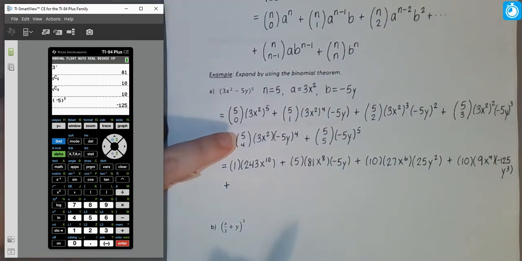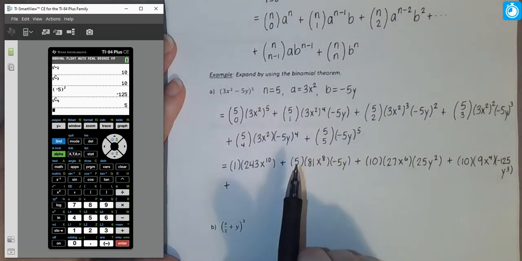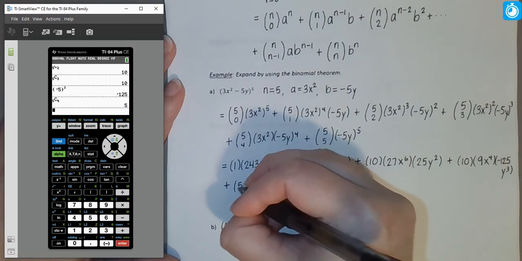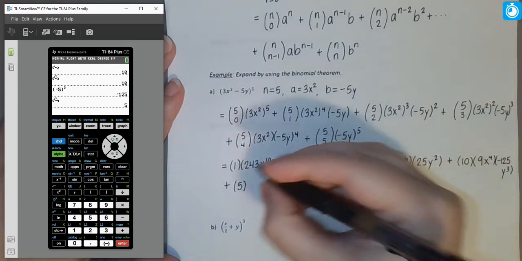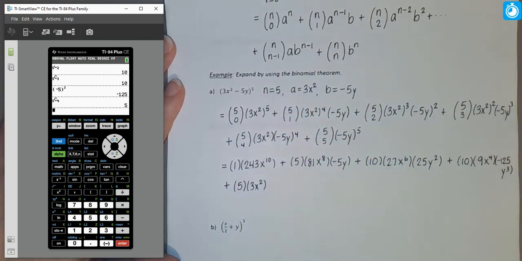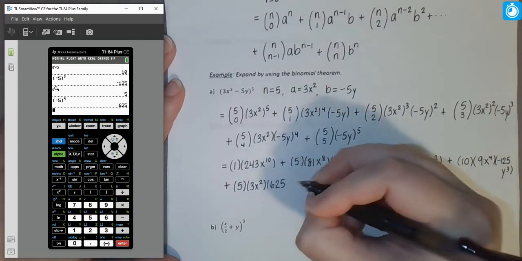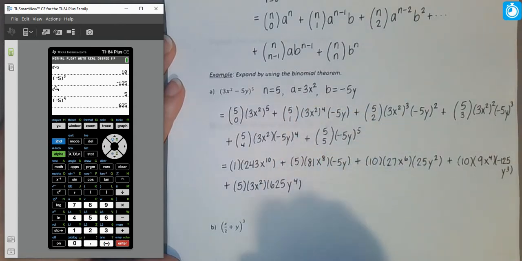Okay, plus 5 choose 4. And again, we expect to see some symmetry. Let's verify that this one time. So 5 choose 4. And again, as we expect, we get a symmetric value of 5. Okay, times 3x squared times negative 5y to the 4th power. So we're taking negative 5 and we're raising it to the 4th power, which is going to give us 625 times y to the 4th power.